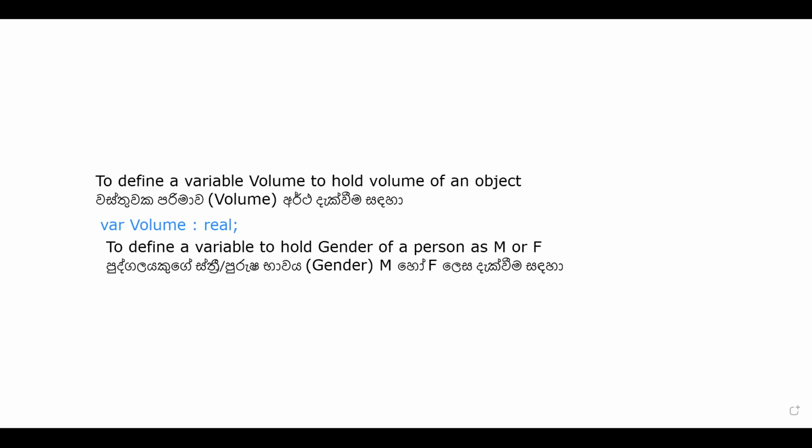So we have discussed 5 different data types: integer, real, boolean, char and string. Now here we are supposed to create a variable called volume of an object.